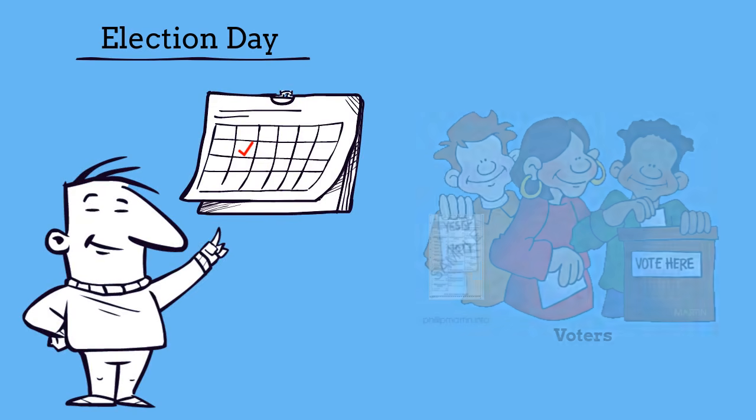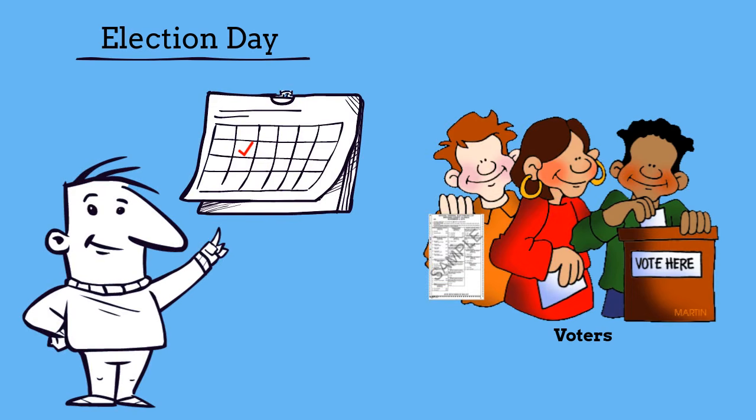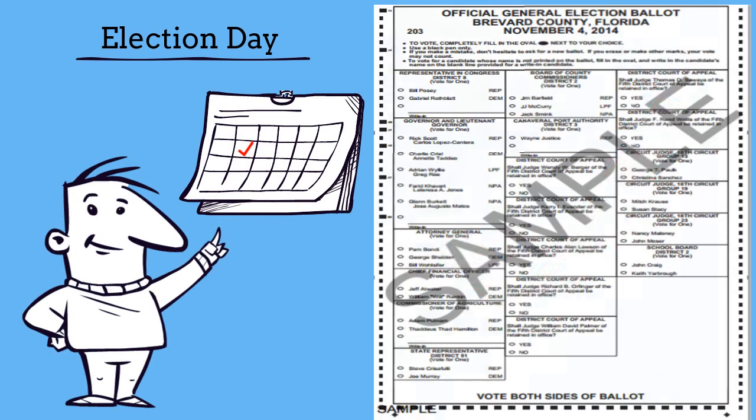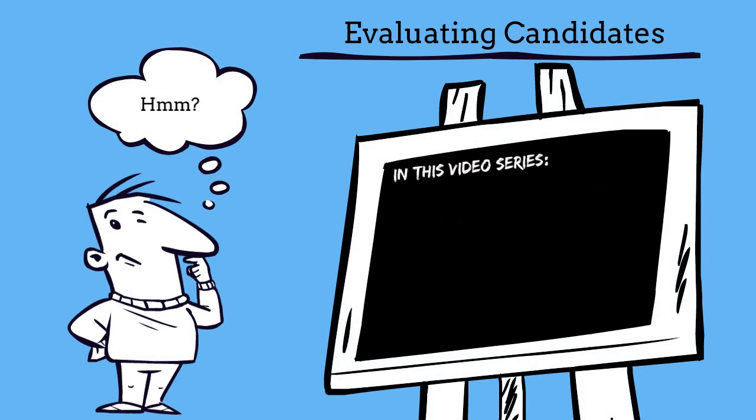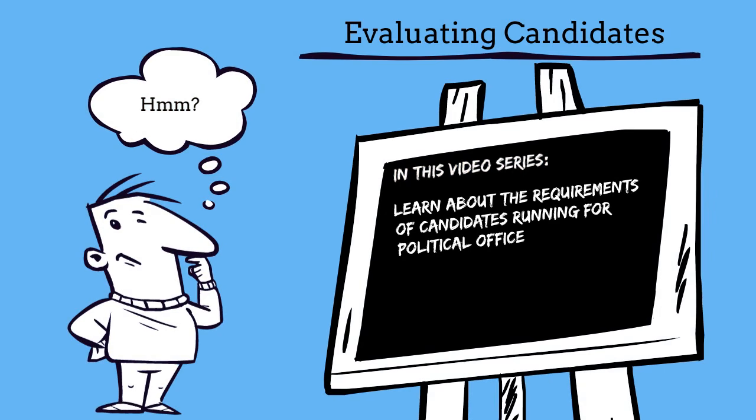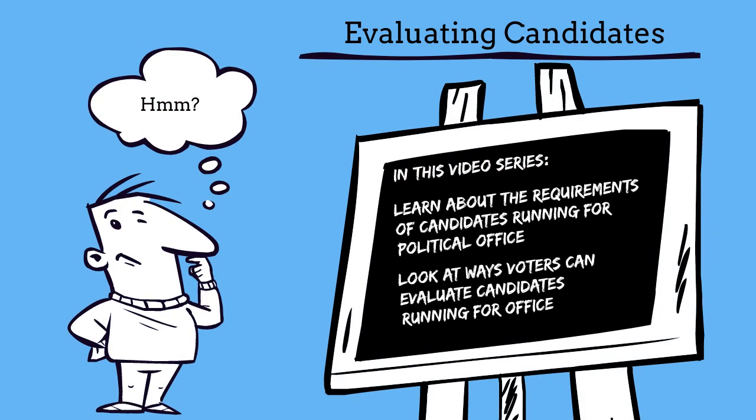On Election Day, voters are handed a ballot that usually includes more than one contest. Oftentimes, citizens cast their vote in races for federal, state, and local offices. For each race, there is a list of candidates. Candidates are people running for a specific office. In this video series, we will learn about the requirements of candidates running for political office. Additionally, we will look at ways voters can evaluate or judge candidates running for office.